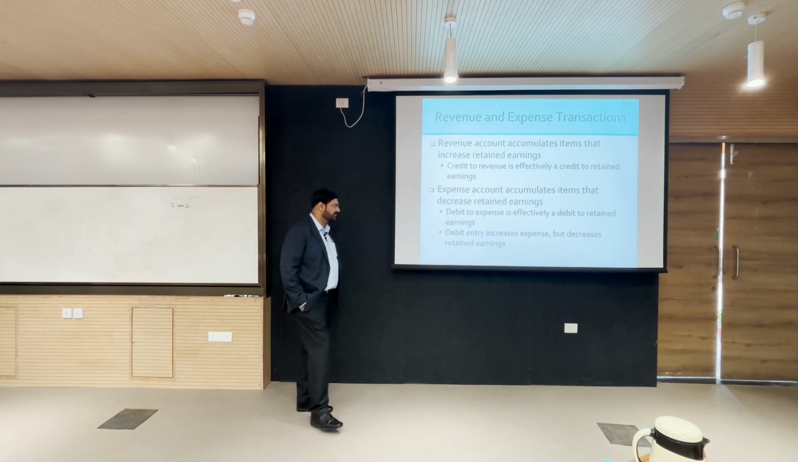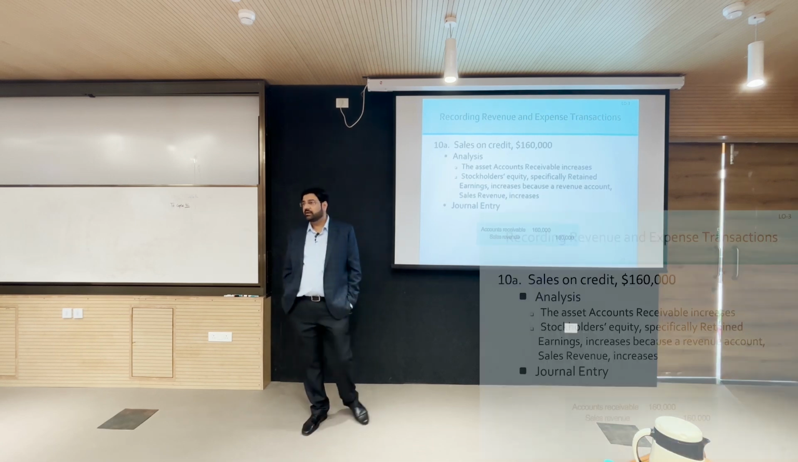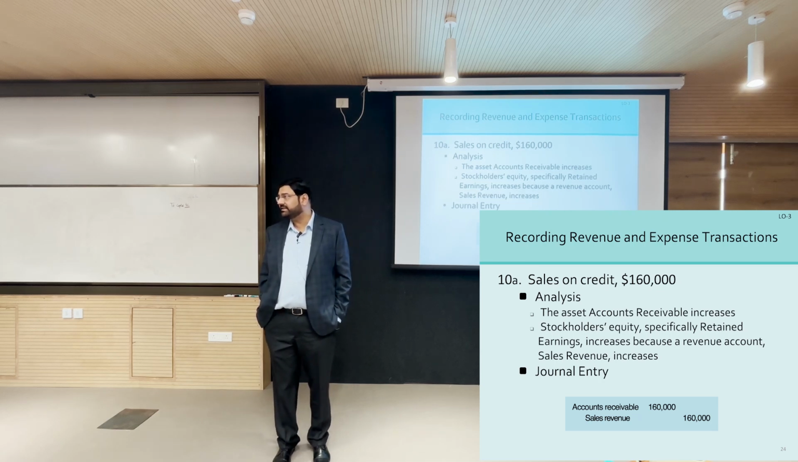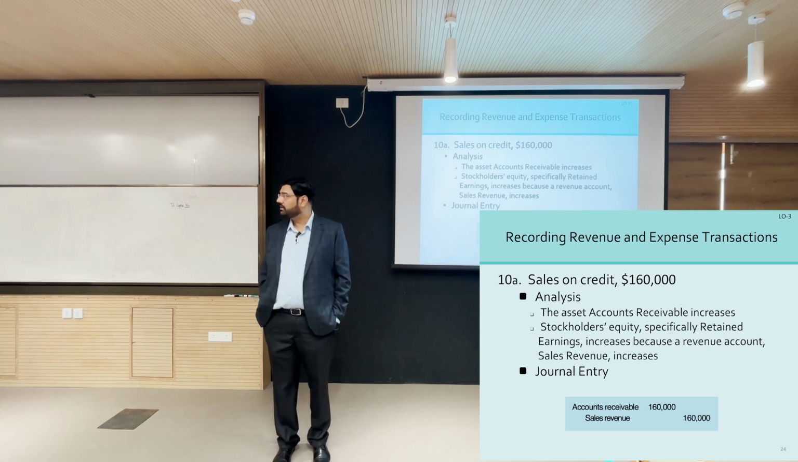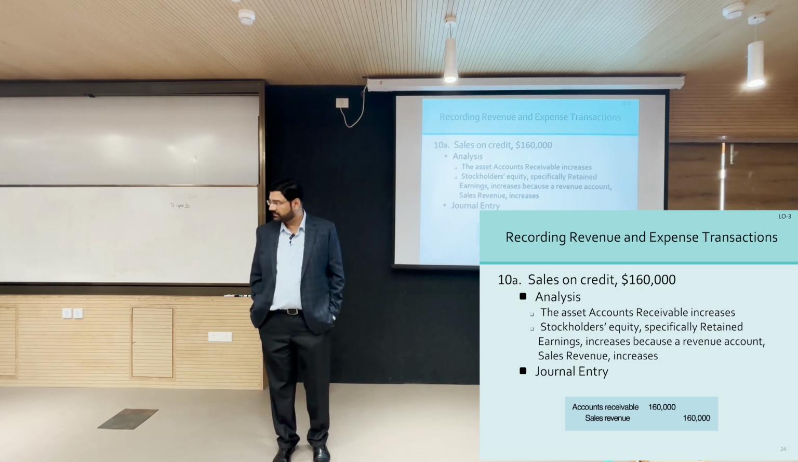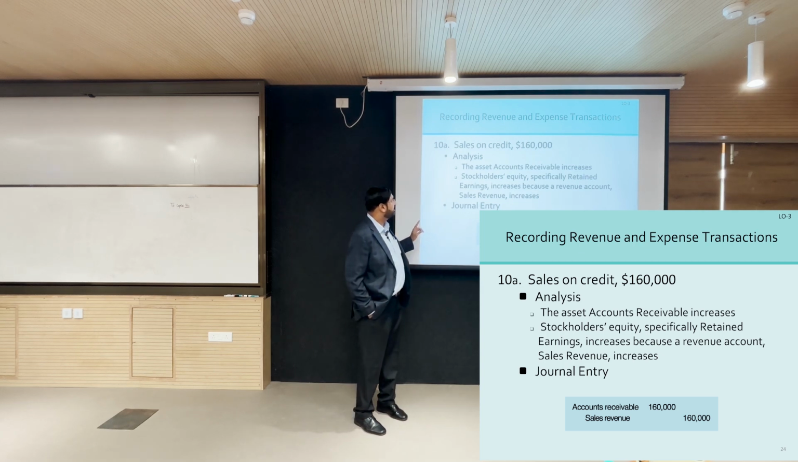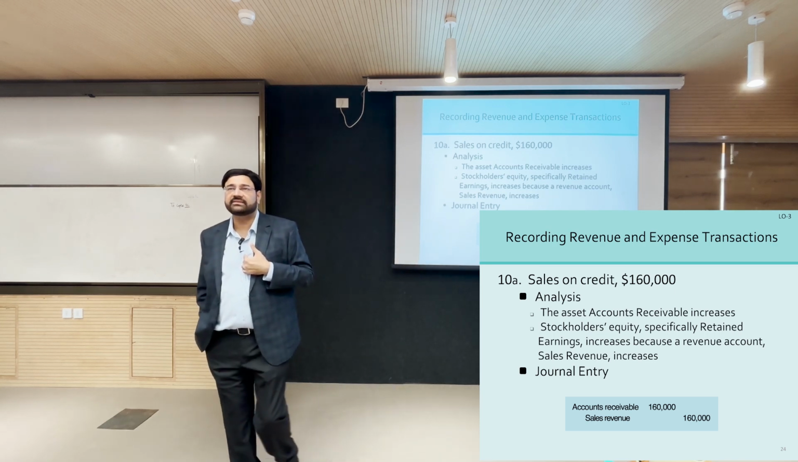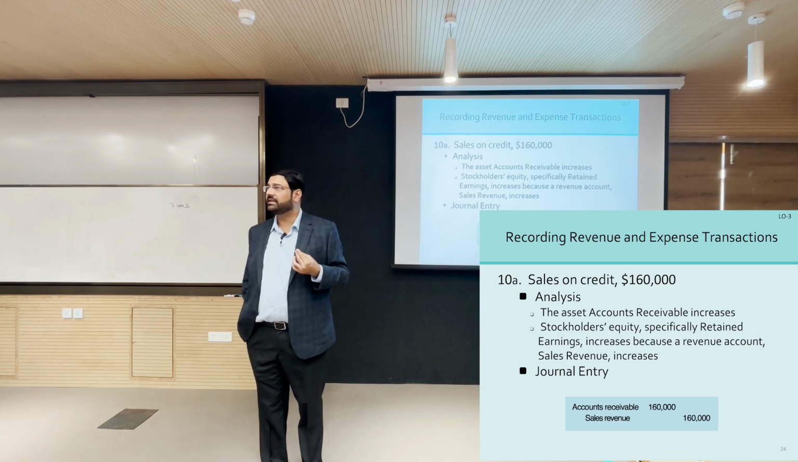So, that is all I am saying. Now let us do some more entries, but it is the same day, day 2 only. We did the first 3 entries and now we have skipped and come to entry number 10, right. Sales on credit is 1,60,000, asset account receivable. So, what has happened? We have sold goods on credit, how much? 1,60,000, right.